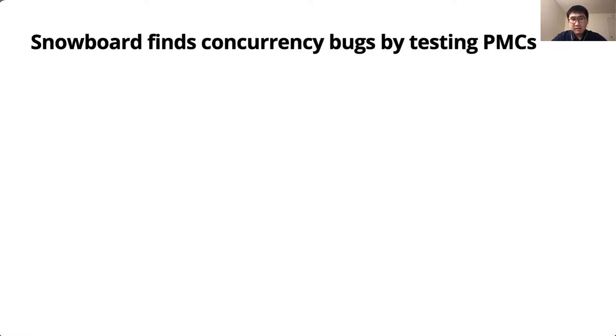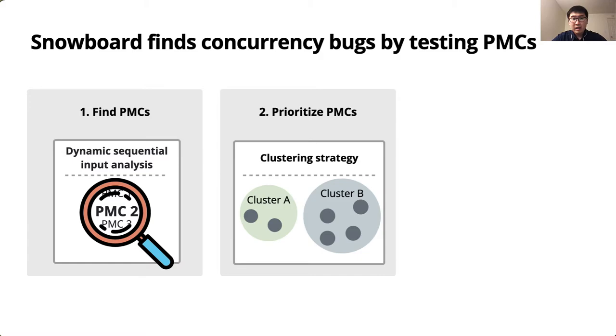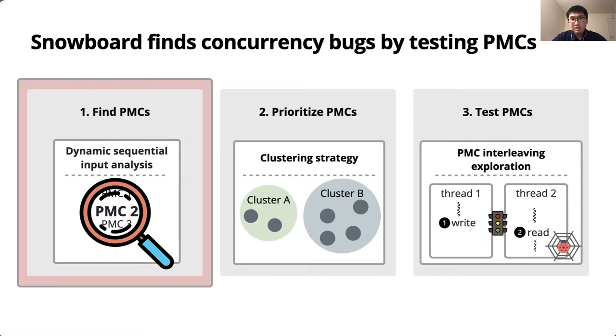Based on this observation, Snowboard decided to find concurrent spikes by testing PMCs. Specifically, it performs three tasks. First, it finds PMCs in the kernel. Second, it prioritizes certain PMCs to test. And finally, explores interleavings of PMCs to find concurrent spikes. Let's start with finding PMCs.